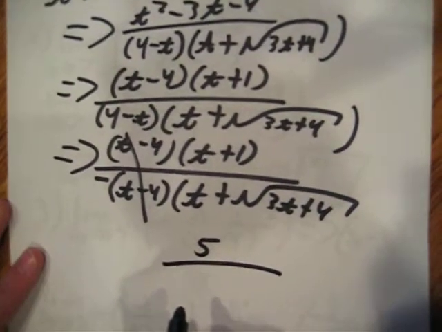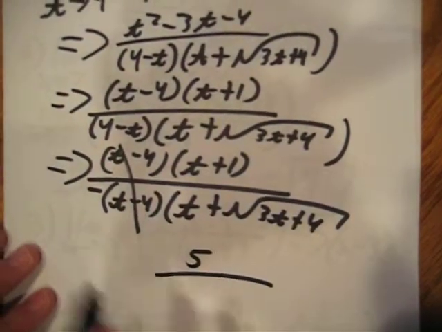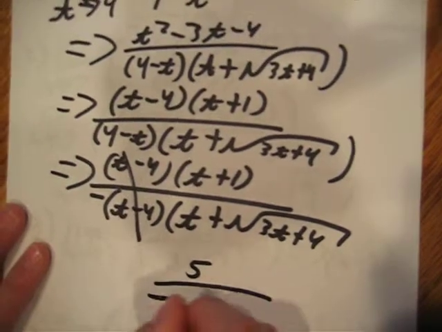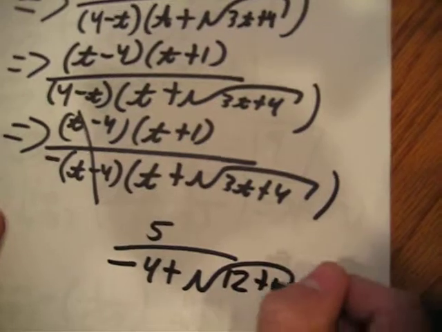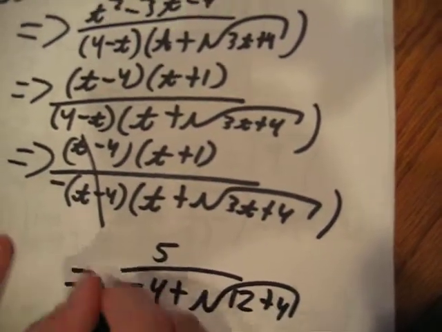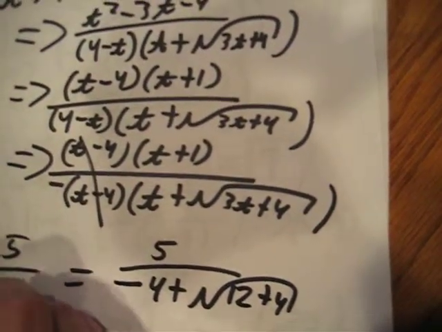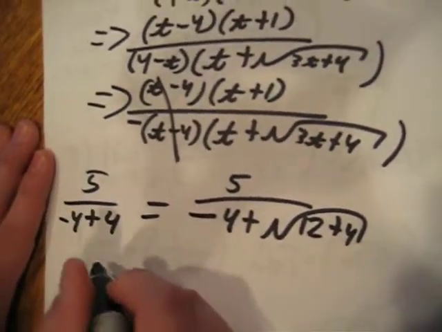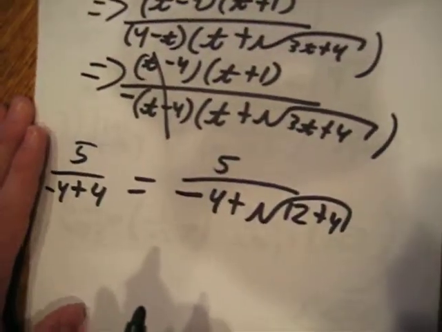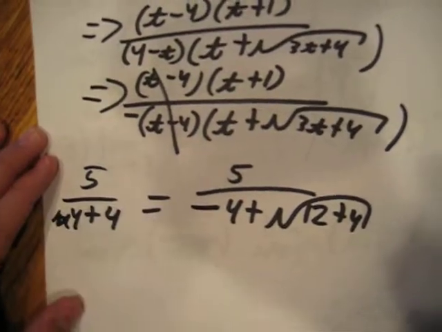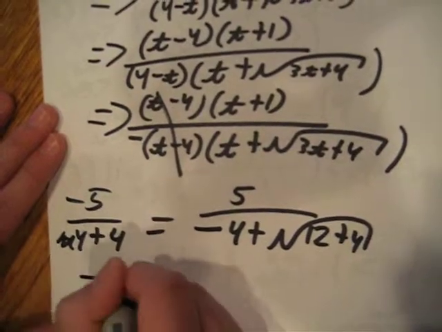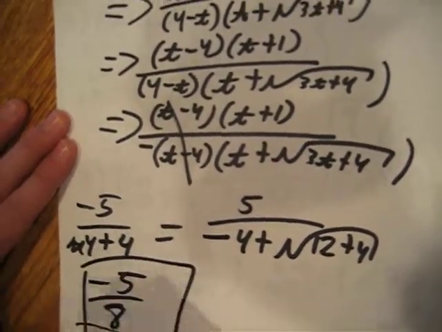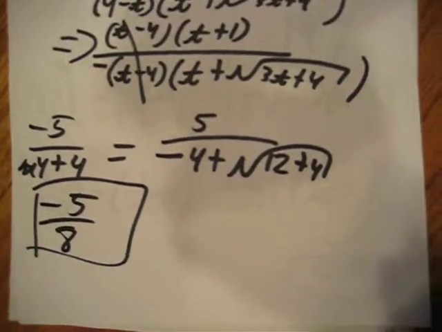Wait a second, something's fishy. Oh yeah, okay, 5 over negative 4 plus root 12 plus 4, so that's going to equal 5 over negative 4 plus 4. Wait a second. Oh, the negative's on the top. So 4 plus 4 is 8, giving negative 5 over 8. There you go. Hopefully you don't make a stupid mistake there at the end like I did. Good job.